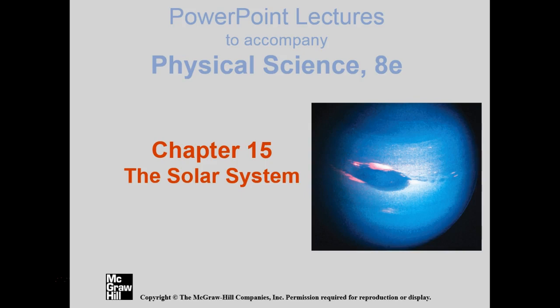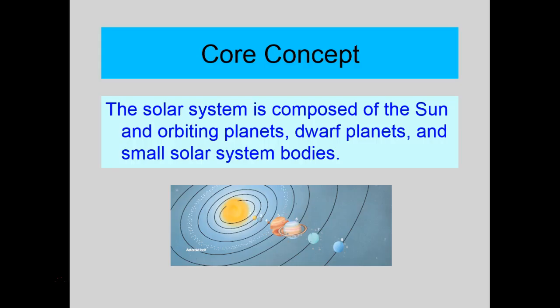I find it a little interesting how they organize things. We started with the universe. That's everything. Now we're narrowing it down to the solar system, which is a really tiny part of the universe. That's where we live, in the solar system. So that's chapter 15. The core concept on page 378: the solar system is composed of the sun and orbiting planets, dwarf planets, and small solar system bodies.